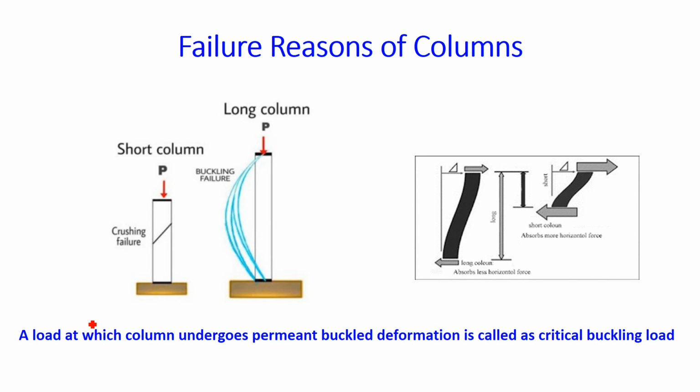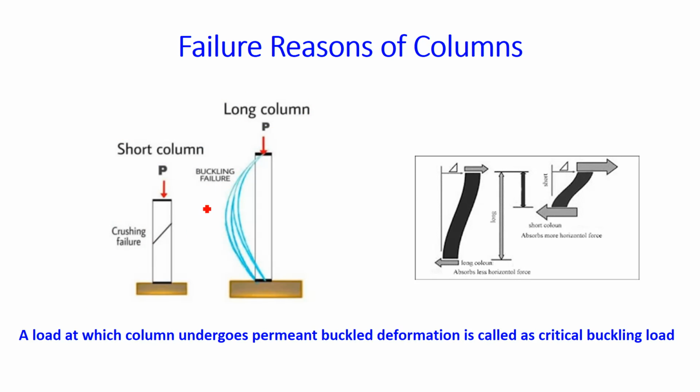Then failure reasons of a column. A column fails because of two main reasons. First one is failure because of crushing and second is failure because of buckling. So mainly a short column always fails because of crushing and a long column always fails because of buckling.